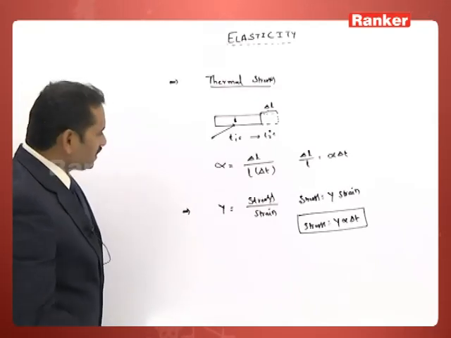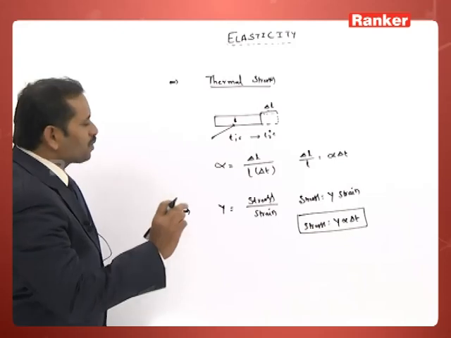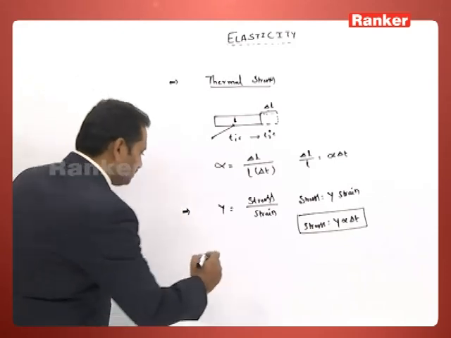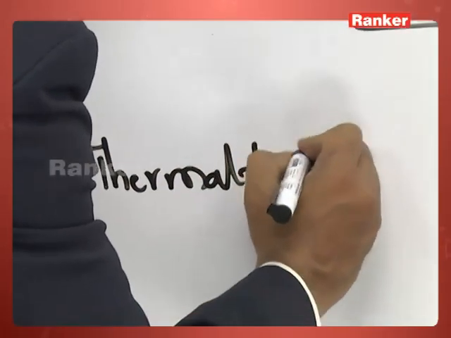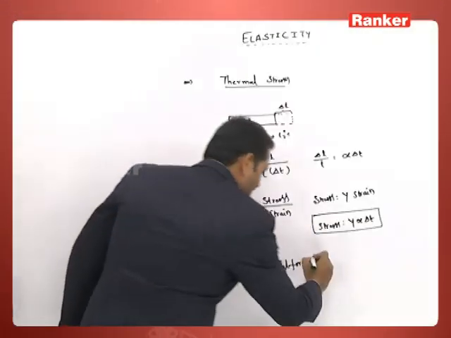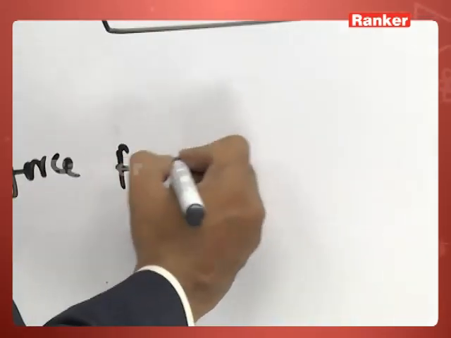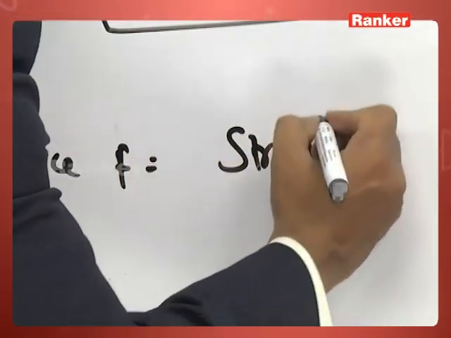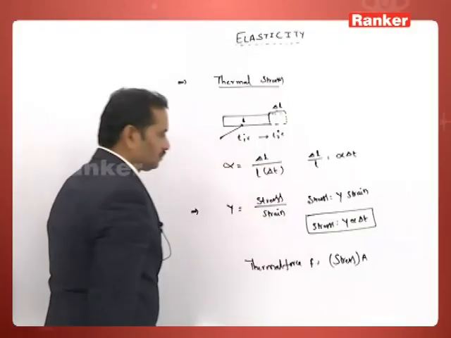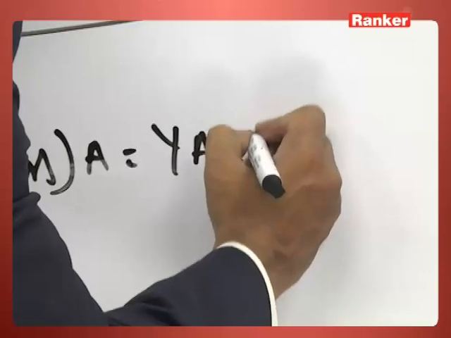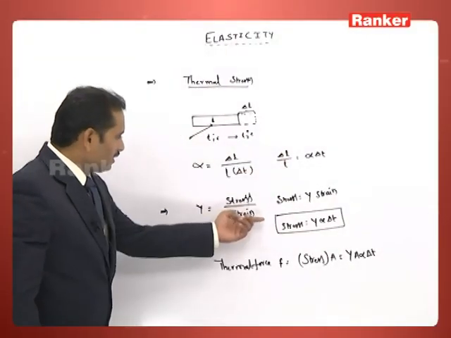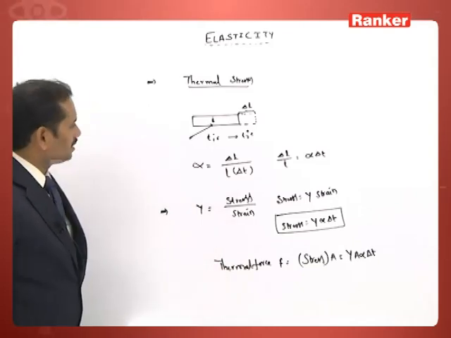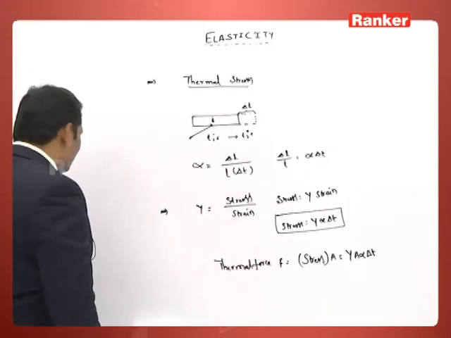Next, after this, they can put a question to you on thermal force. Thermal force F equal to stress into area. Now that is Y A alpha delta T, the thermal force developed in the wire. Based on this, I want to do one example for you.